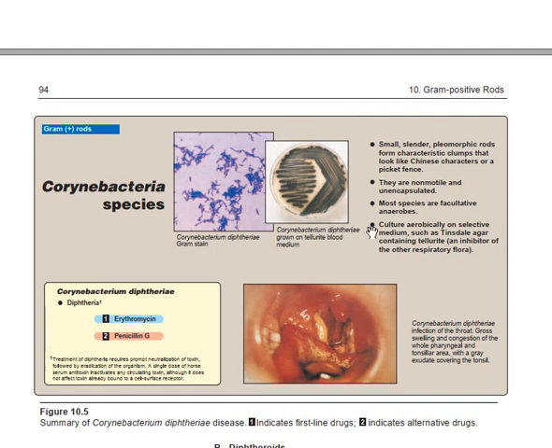What are the characteristics of Corynebacterium diphtheriae? They are small, slender, pleomorphic rods. Pleomorphic means there are multiple shaped rods, but the typical shape is rectangular, that is, rod. They form characteristic clumps that look like Chinese characters or a picket fence.